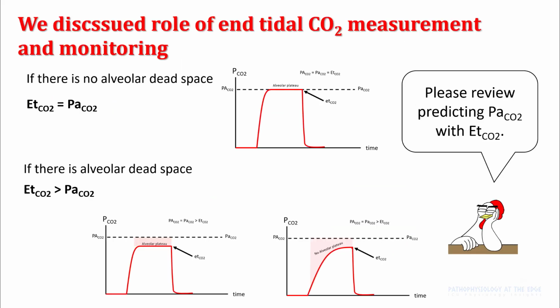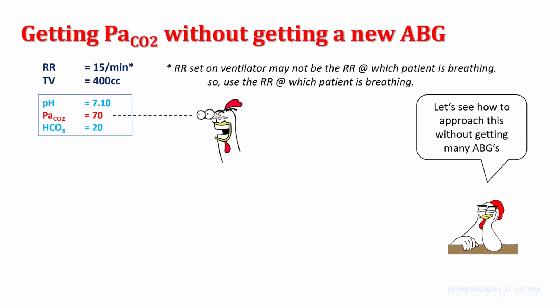In the previous lecture, we learned the role of end-tidal carbon dioxide measurement and monitoring in predicting PaCO2. Please go ahead and review that because that might help you as well. So let's see how to approach this. One of the important things to start with is that the respiratory rate that you put on the ventilator may not be the respiratory rate at which the patient is breathing. So use the respiratory rate at which the patient is breathing, because that's really what's driving your alveolar ventilation.